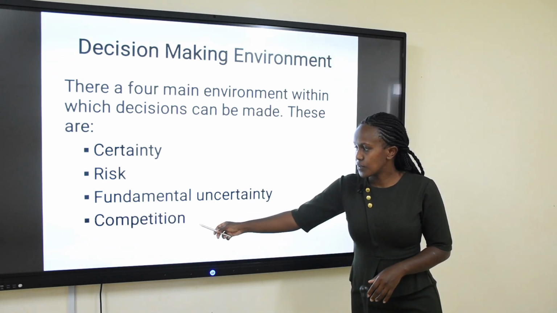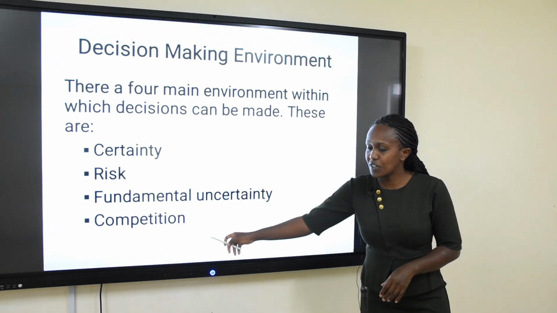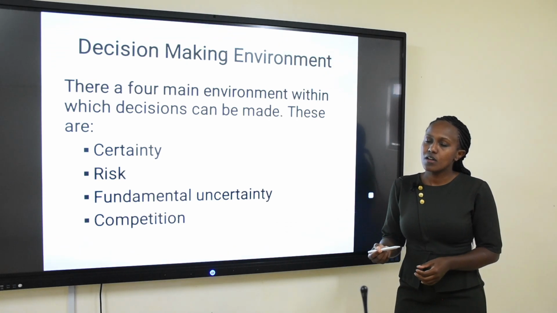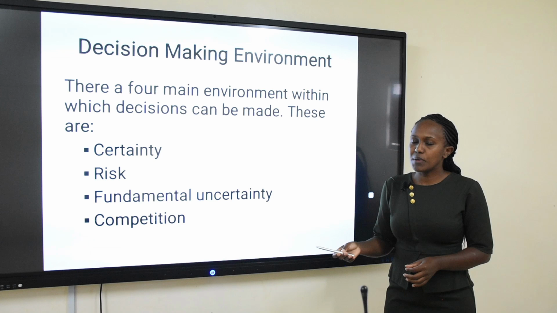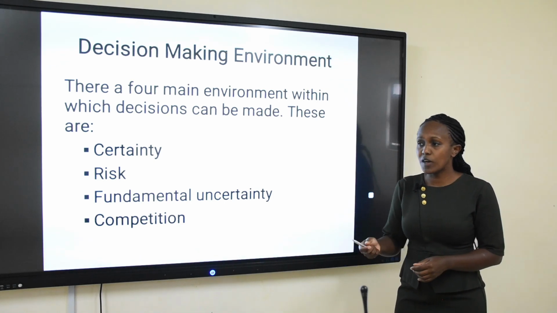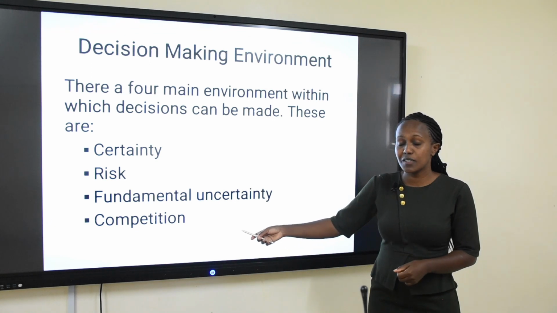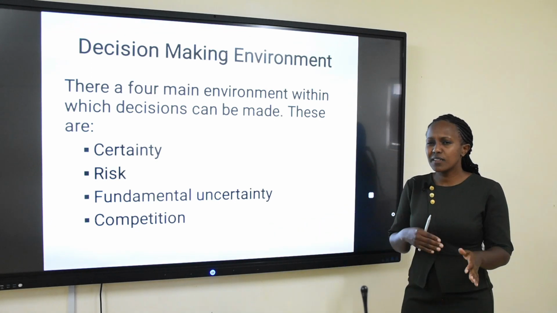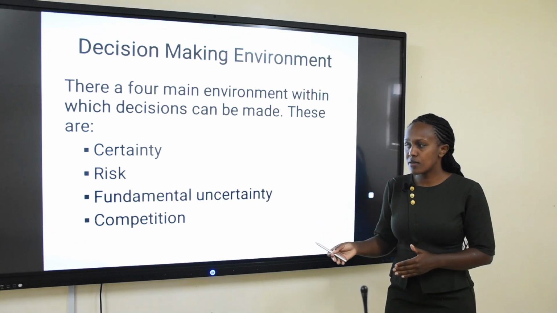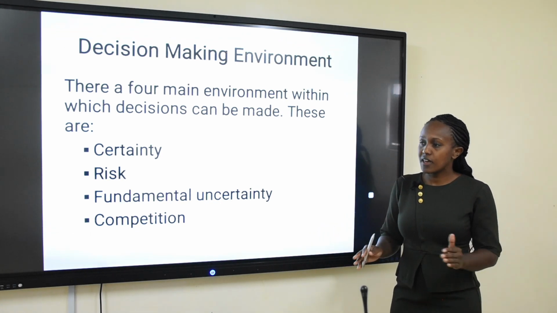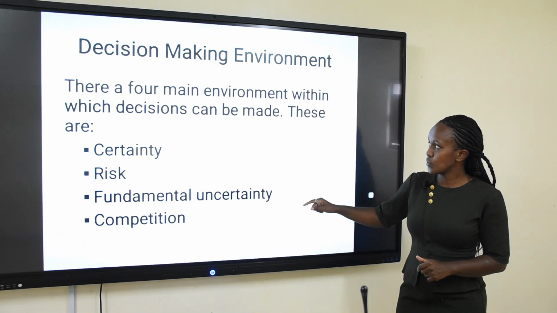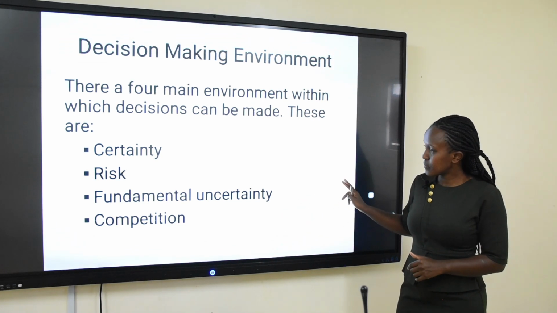Finally, you have the competition environment, where one decision maker bases their decision on what other competitors are doing. For example, if two firms are in the same industry competing for the same customers, their pricing strategies will be affected by each other, so that when one prices in a certain manner, the other firm may also try to match up so that they can be competitive.